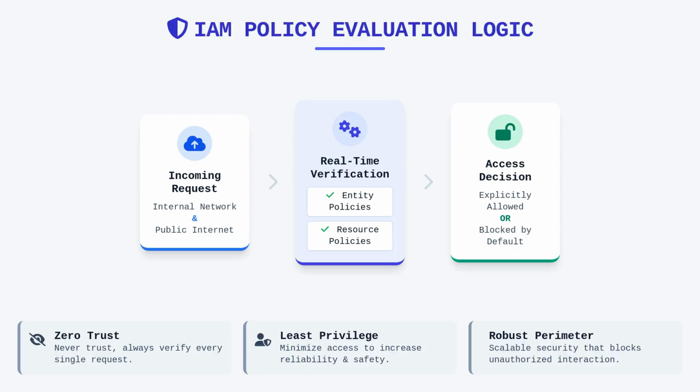Never trust, always verify. Every request made to the platform is scrutinized against these defined policies in real time, regardless of whether the request comes from an internal network or the public internet. This design ensures that unauthorized interactions are blocked by default, creating a robust security perimeter that scales with your infrastructure. By carefully architecting your policies to follow the principle of least privilege, you can fundamentally increase the safety and reliability of your cloud-native applications.